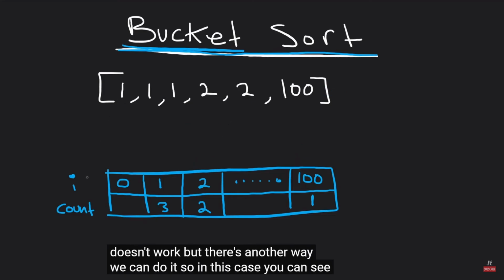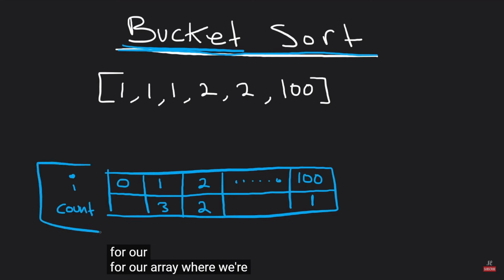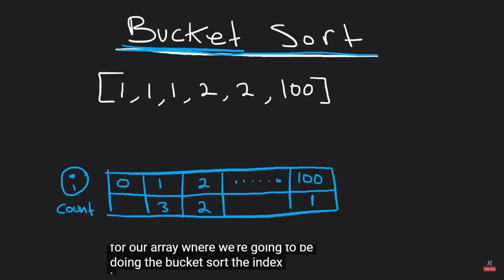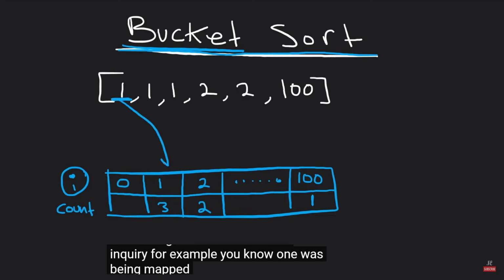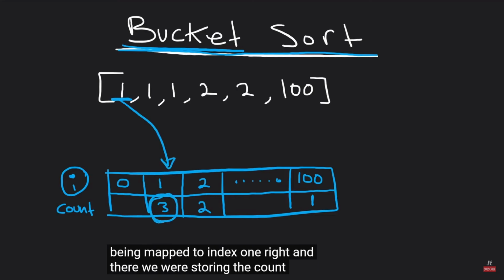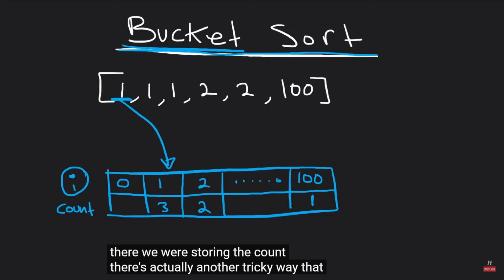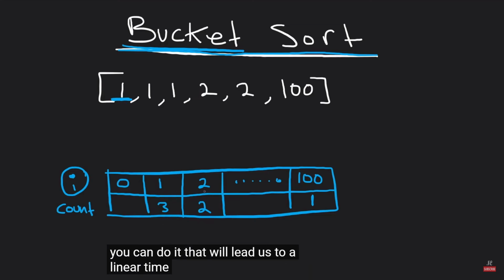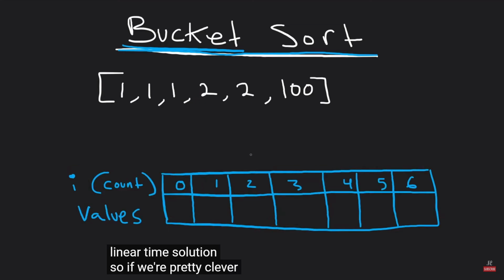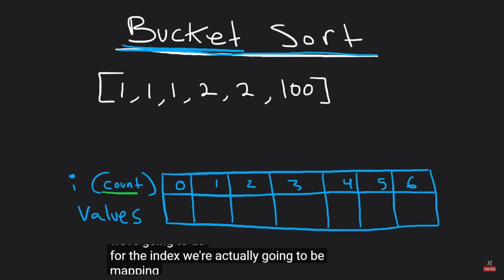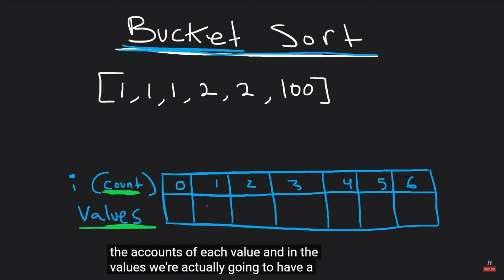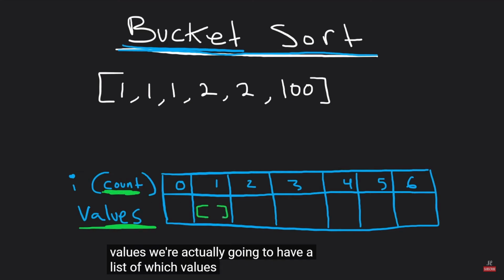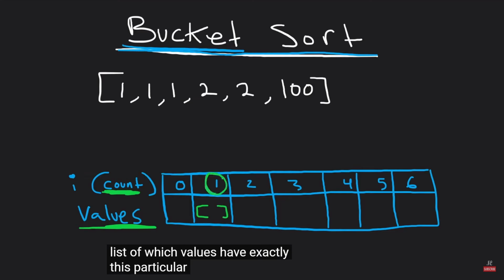So in this case, you can see for our array where we're going to be doing the bucket sort, the index, I was using each value in the input array. For example, 1 was being mapped to index 1, and there we were storing the count. There's actually another tricky way that you can do it that will lead us to a linear time solution. So if we're pretty clever, this is what we're going to do. For the index, we're actually going to be mapping the counts of each value. And in the values, we're actually going to have a list of which values have exactly this particular count.